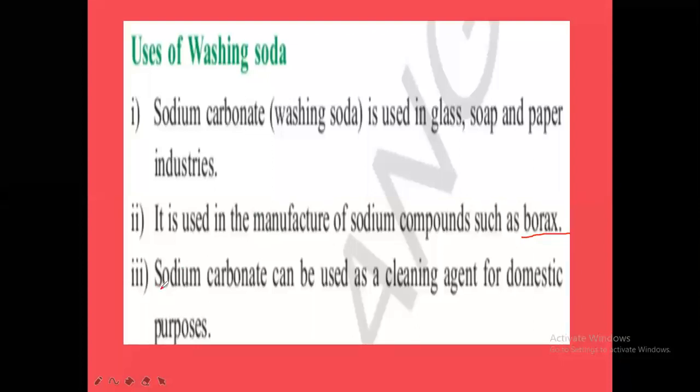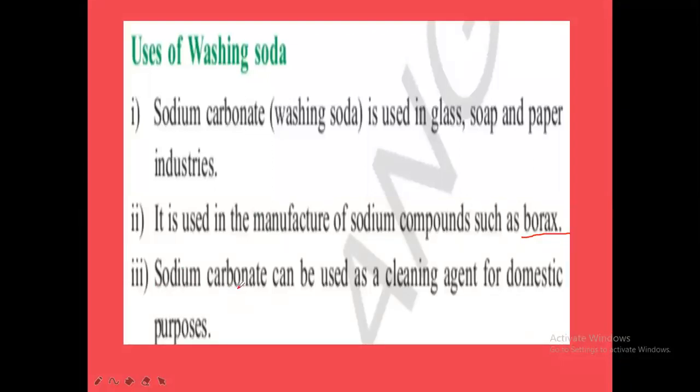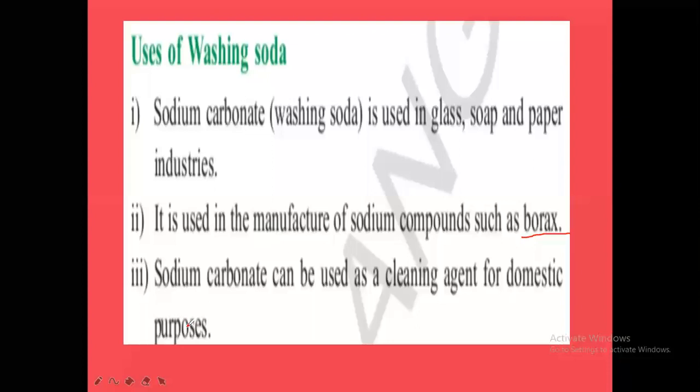Next, sodium carbonate can be used as a cleaning agent for domestic purposes. So for cleaning some objects, or for washing clothes, to remove stains from the cloth, we use sodium carbonate. That's why it is called washing soda. Sodium carbonate is called washing soda because it can be used as a cleaning agent for domestic purposes.